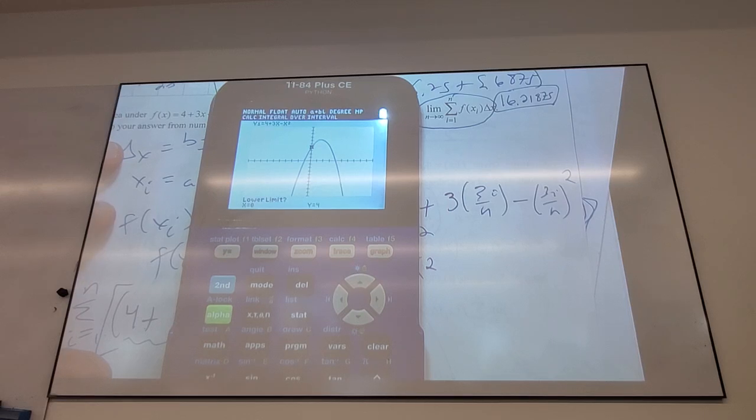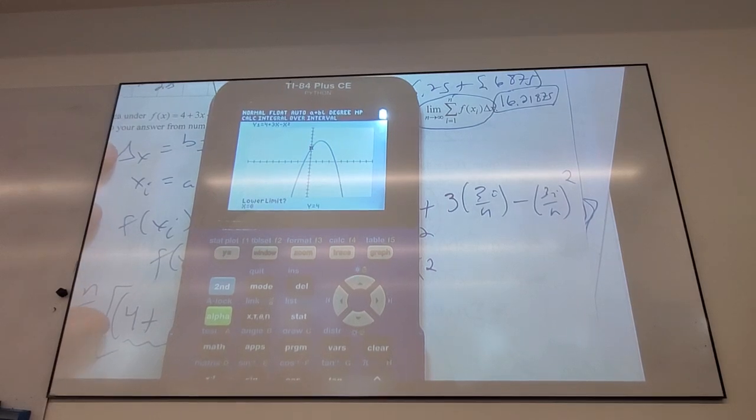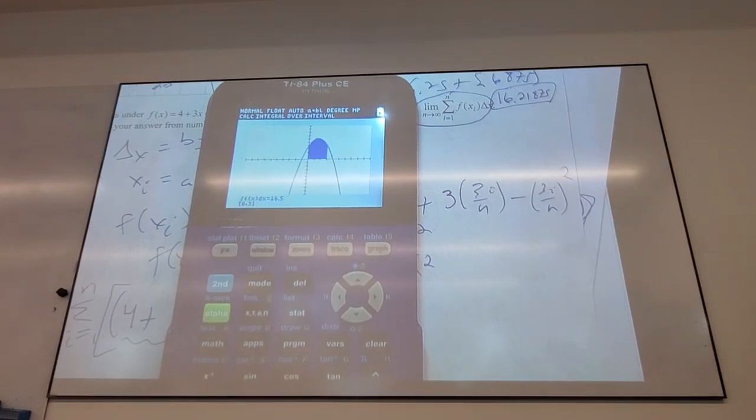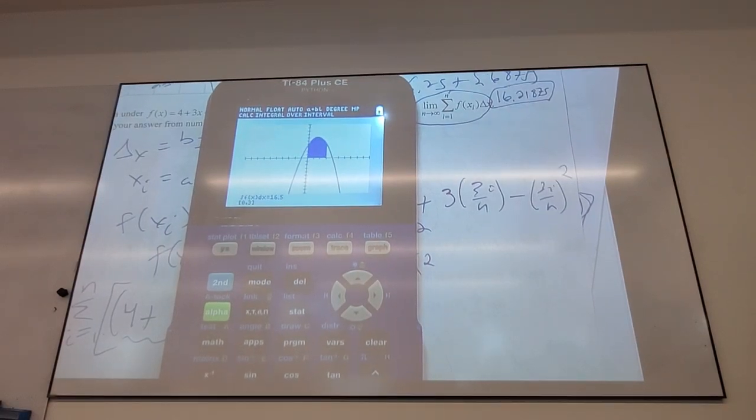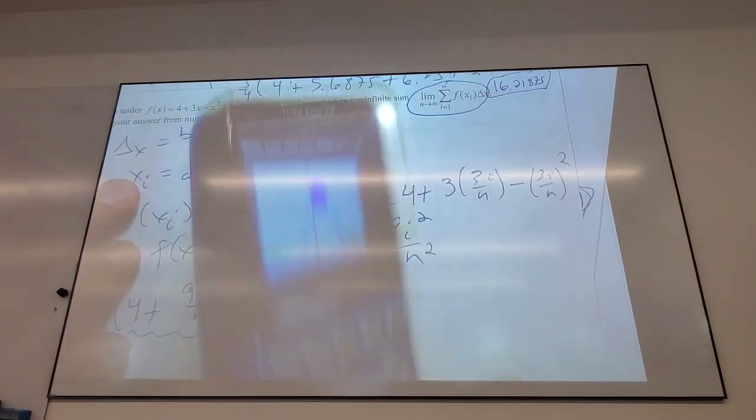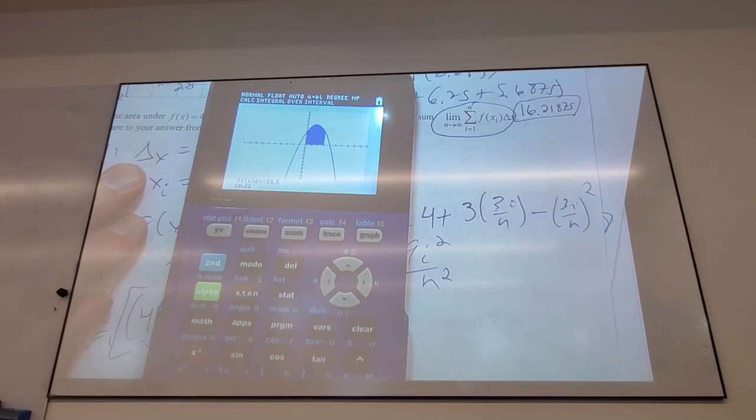It's going to graph it, and I have to tell it the lower and upper limits. I want to go from 0 to 3. What does it say? 16.5! Alright, I need you to understand what just happened. We humans, by hand, just did something that they hardwired into this crazy expensive thing. We just did that by hand. You understand? We got 16.5.